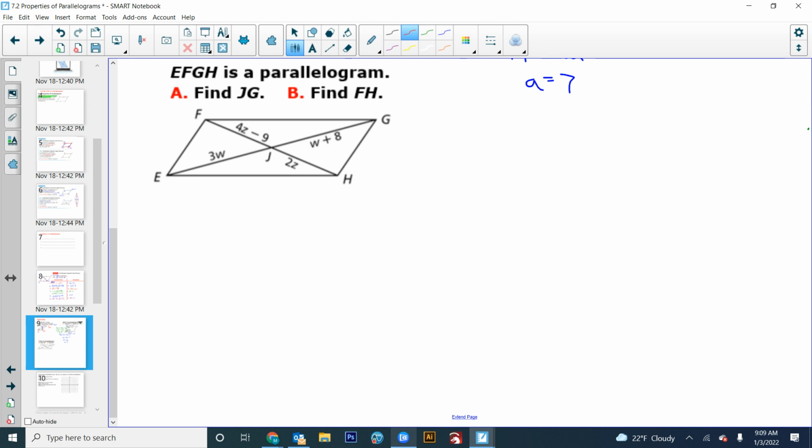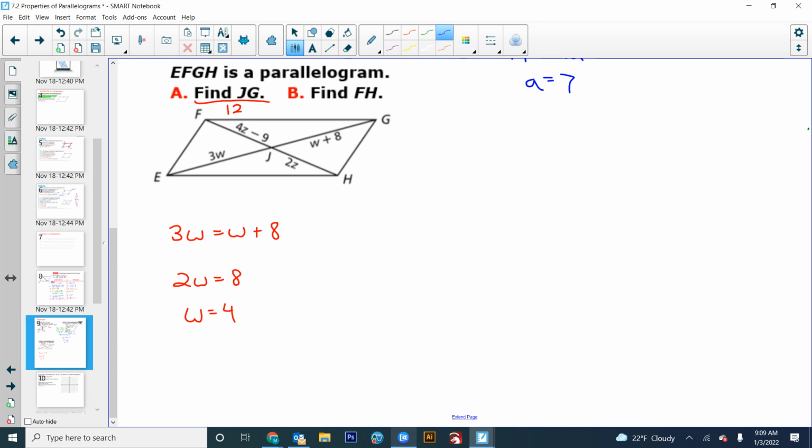All right, Josh, help me out. Let's do JG. Now, to find JG, you had to solve for W first, right? Yep. So what did you do? You put 3W equals W plus 8. Yep. And then what did you get? I got W equals 4. And then you just plug that into either one, and I got 12. I got 12 also. Good job.